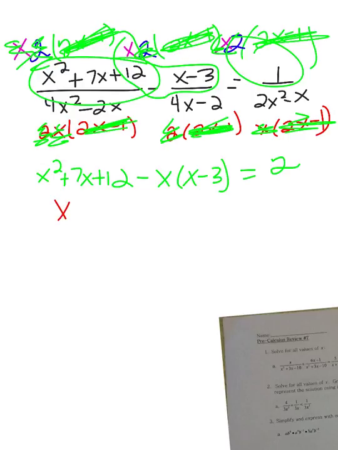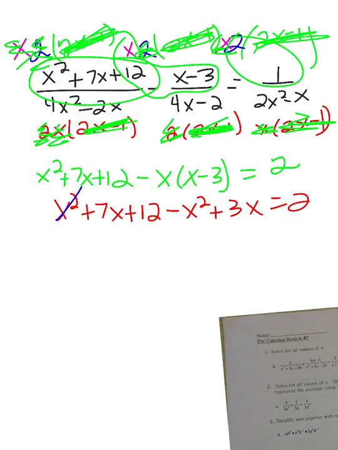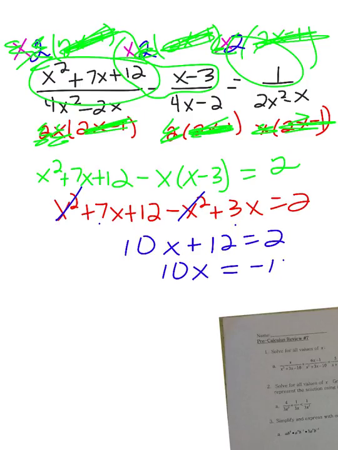All right, so I have x squared plus 7x plus 12. Distribute the negative x, we get negative x squared plus 3x equals 2. Combine like terms, so x squared and minus x squared is 0. 7x and 3x is 10x. Plus 12 equals 2. So minus 12 from both sides, we get negative 10. Divide by 10, we get negative 1, and then you have to check.